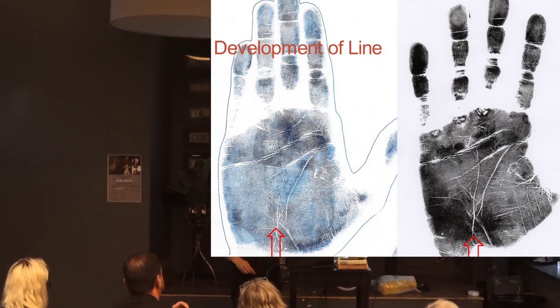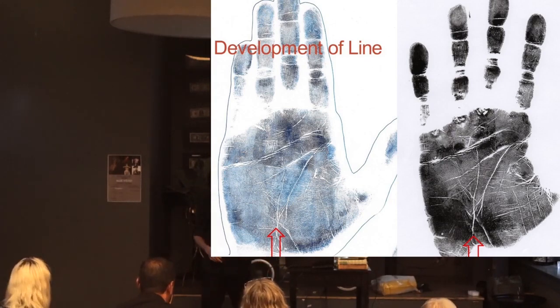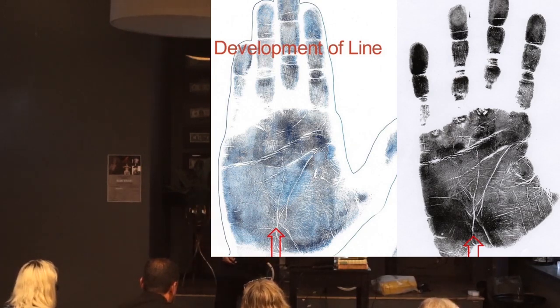The development of the fate line. So the fate line can really change and develop. This is a slide I showed at the beginning. And it's just a shame we can't quite see it. But you can see it quite clearly. This guy is probably about 2 or 3 years apart.